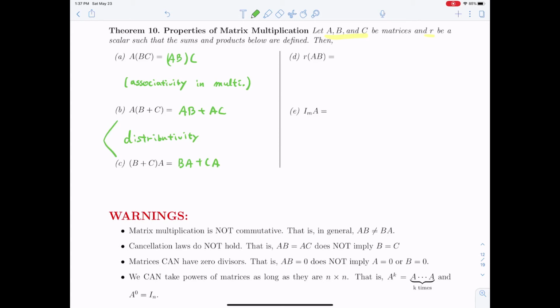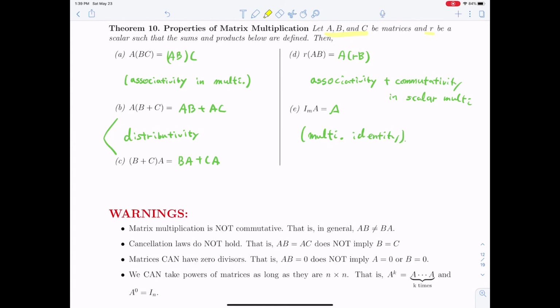And we can pull scalars into the matrix product. That means r times AB is the same as A times rB. So it's associativity plus commutativity of scalars. And we always have the identity matrix, which gives you I sub m times A equals A. However, commutativity in multiplication does not hold when you multiply matrices. If you look at the warnings down here, in general, matrix multiplication is not commutative, which means in general AB is not equal to BA.